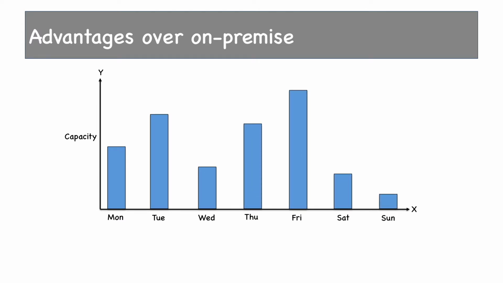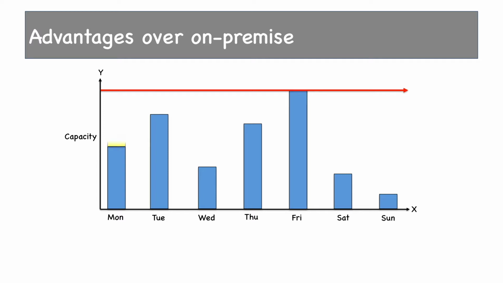On Monday it's pretty okay. Tuesday it's high. Wednesday a little lower. Thursday again a little bit high. Friday highest. Saturday, Sunday pretty less. Now suppose you are talking about, say, CPU. If you have to buy capacity or CPU, you have to buy at this layer. That is one option: buy CPU or capacity as per the highest requirement.